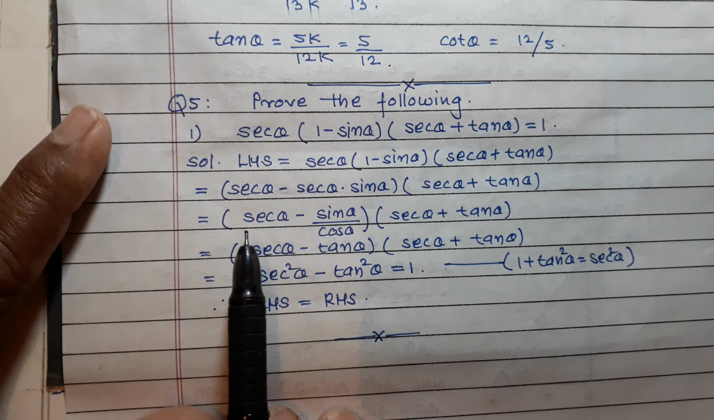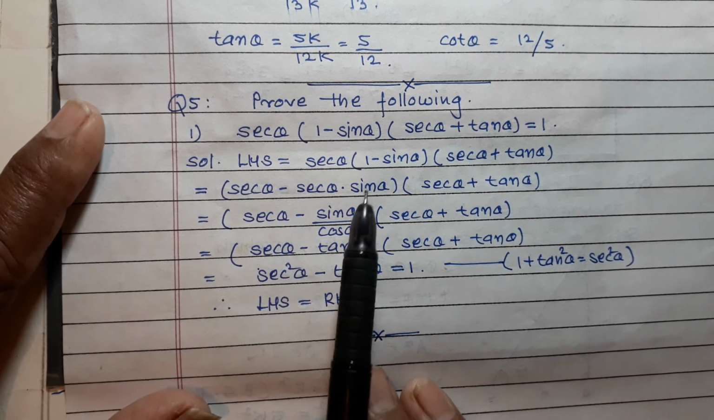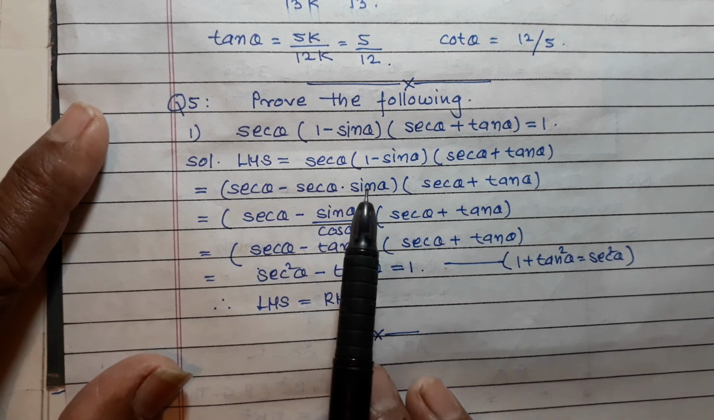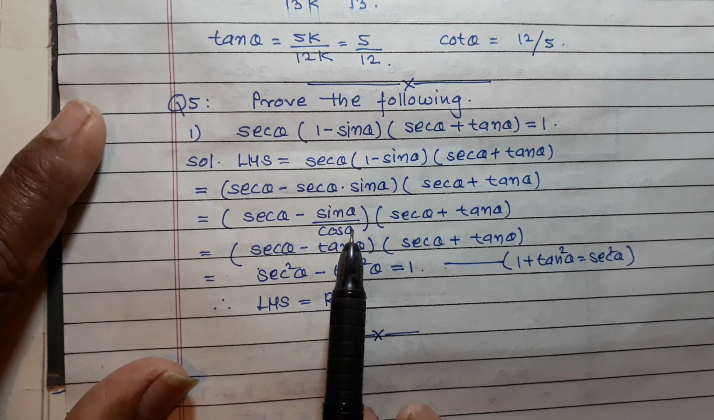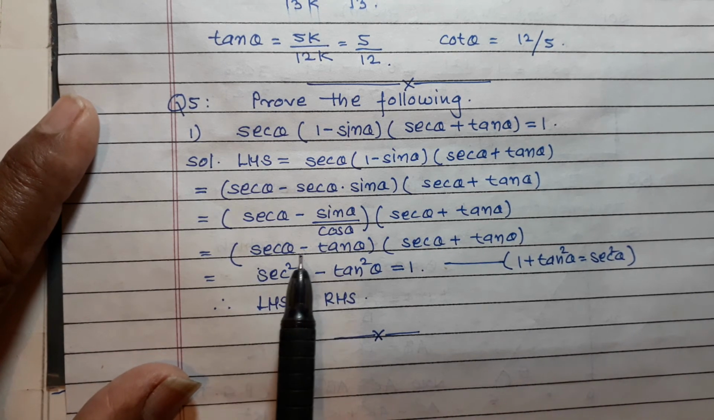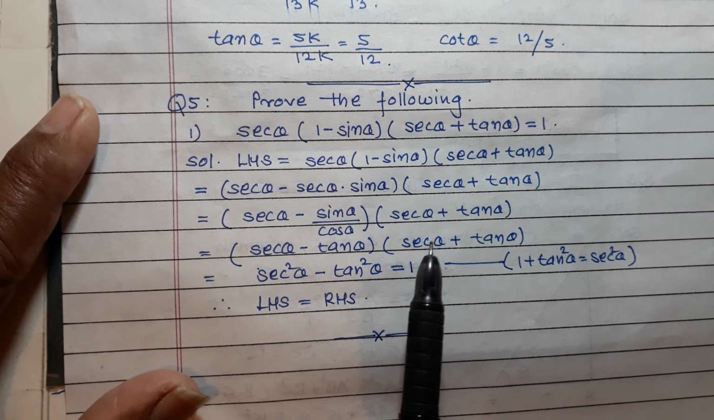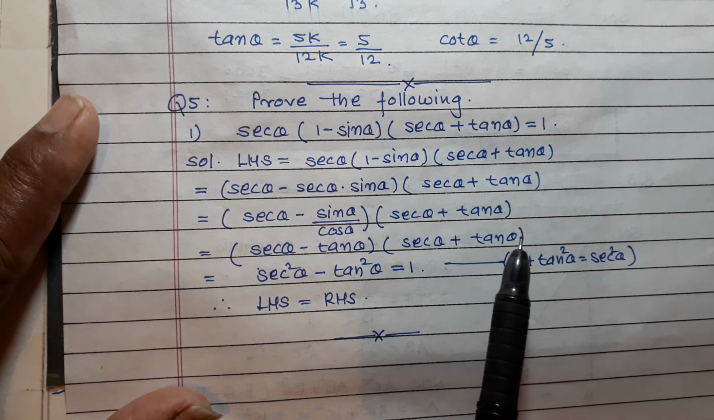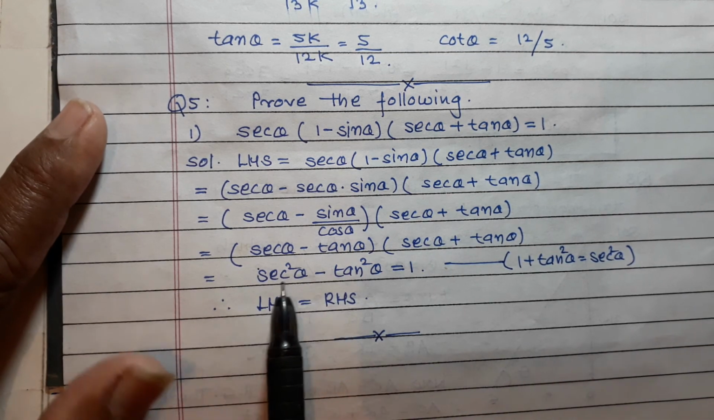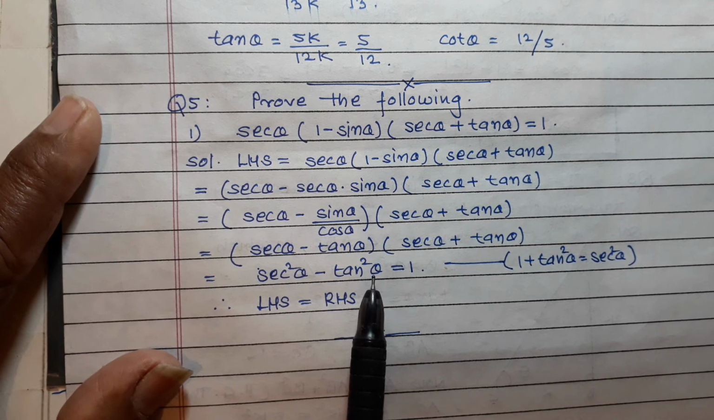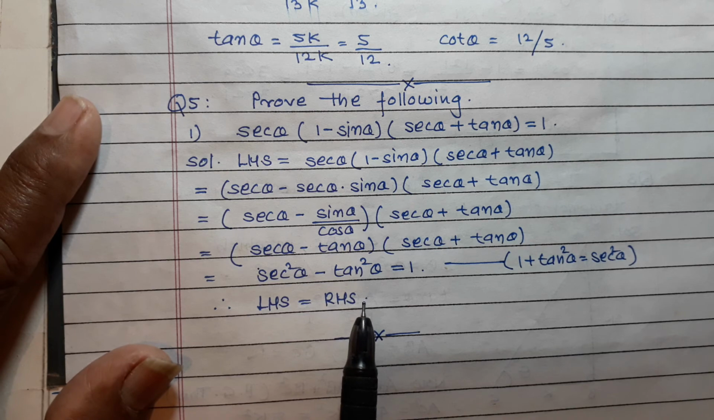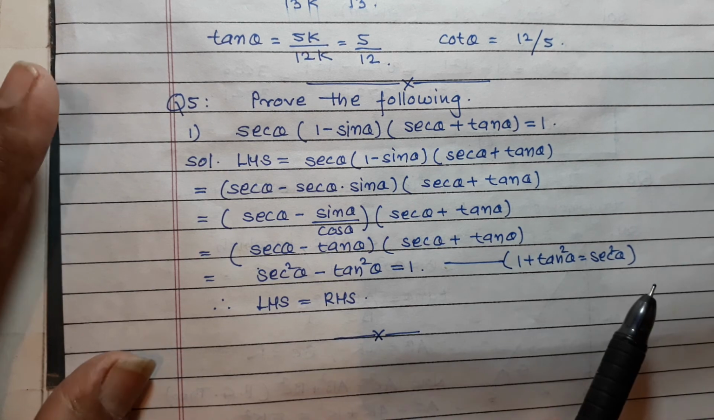And now therefore sec theta into sin theta, that is equal to 1 upon cos theta into sin theta, so sin theta upon cos theta, and that is equal to tan theta. So therefore sec theta minus tan theta, and in the second bracket sec theta plus tan theta. So you know this algebraic identity. So therefore sec square theta minus tan square theta is equal to 1, and hence left hand side is equal to right hand side. Okay.